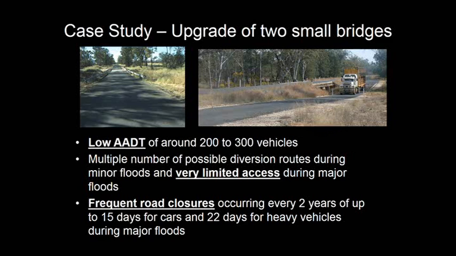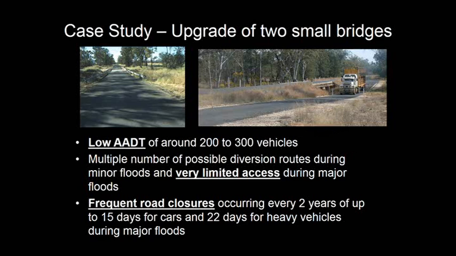This is of a rural bridge out, I'm trying to remember where it was now. It was further up north, so you don't have very high traffic volumes. In fact, we've got an average annual daily traffic of between 200 to 300 vehicles, and there's not particularly great access around there, especially during the major floods. And also there are closures as well, fairly frequent, from up to about every 2 years, and these closures for about 15 to 20 days, depending on the vehicle type.